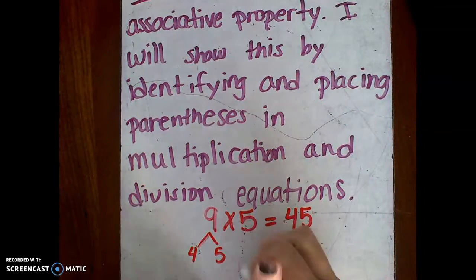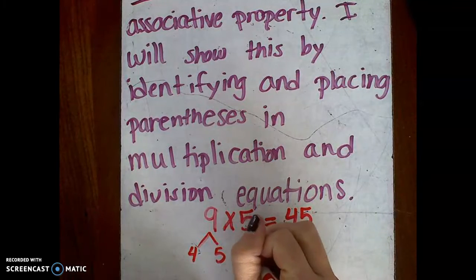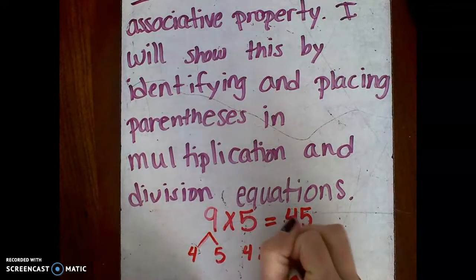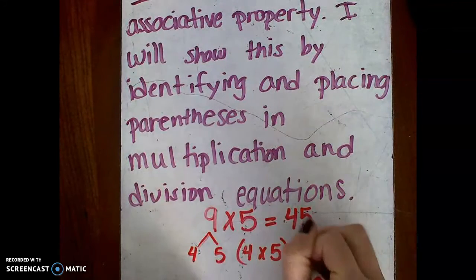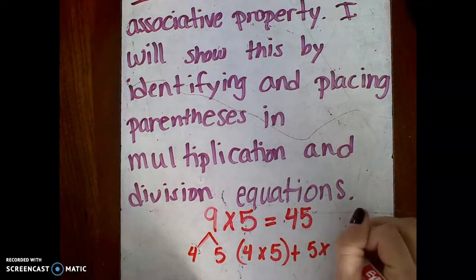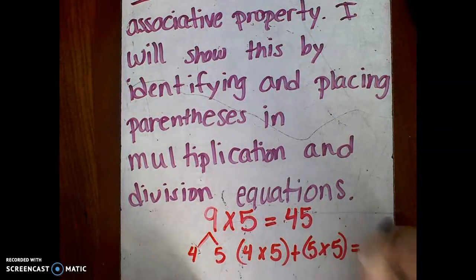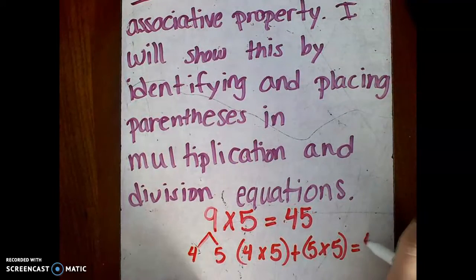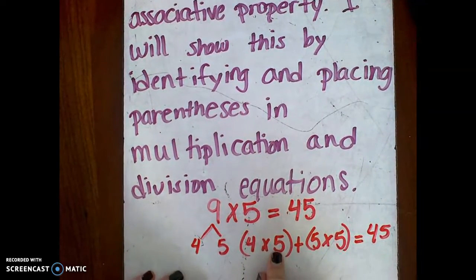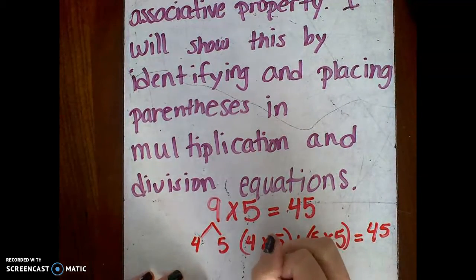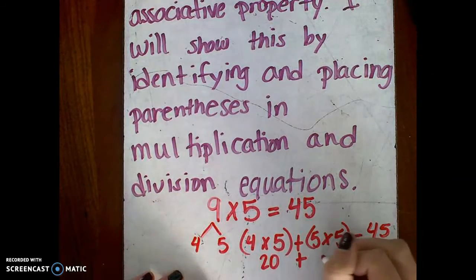Okay, I can say 4 times 5 plus 5 times 5 equals, and then I know that that's 45. My answer is going to stay the same. 4 times 5, 20 plus 25.